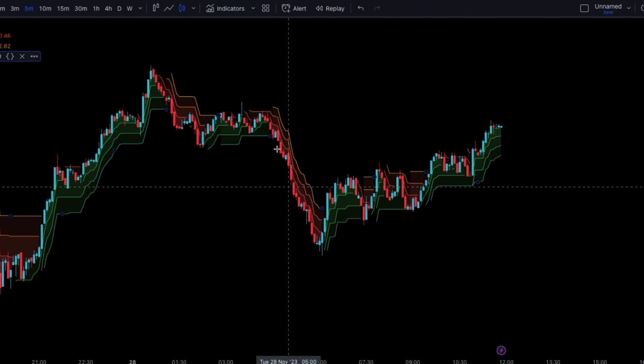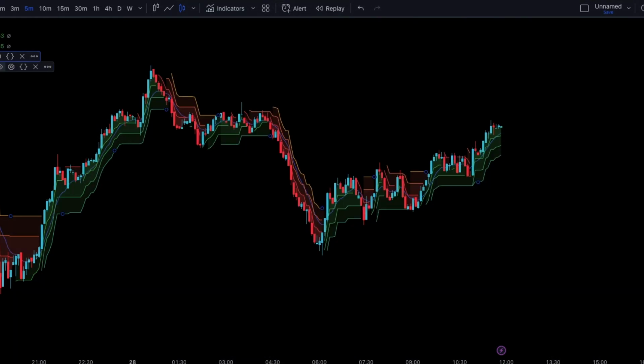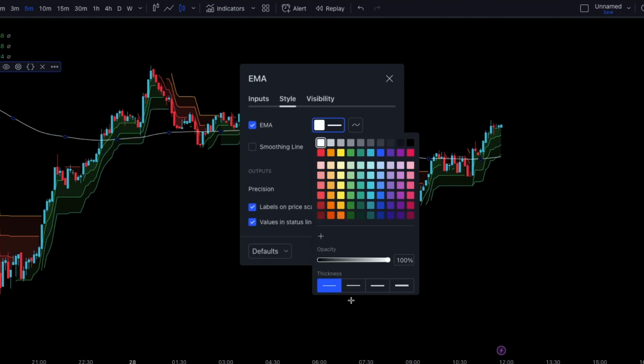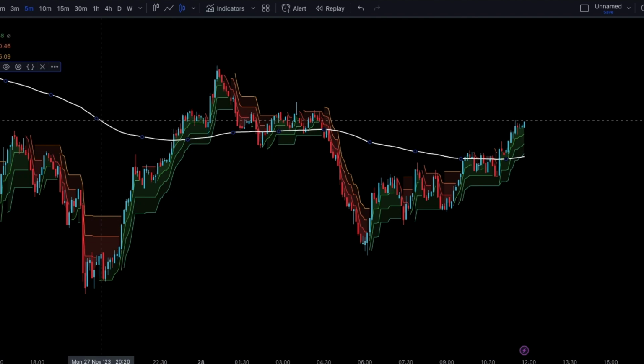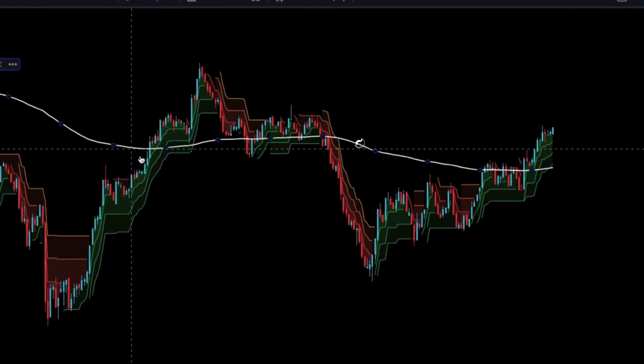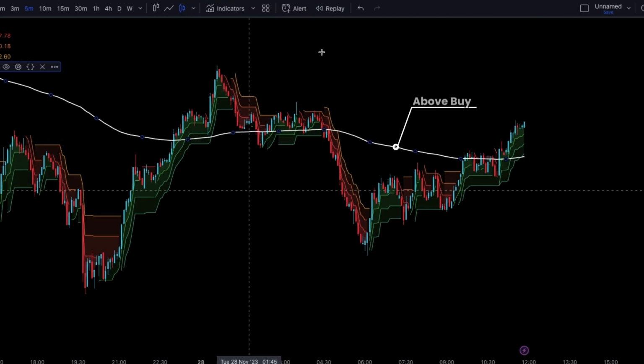Now head back on over to the indicators tab, and we're going to need an exponential moving average. So we need to make some adjustments to the settings. Head on over to inputs, change the length from 9 to 200, and we're also going to change the visibility in this style. We're going to make it white and thicker. Okay, so the moving average is used to identify the trend direction. When we're below the 200 moving average, we're going to be looking for sells, and when we're above the 200 moving average, we're going to be looking for buys.